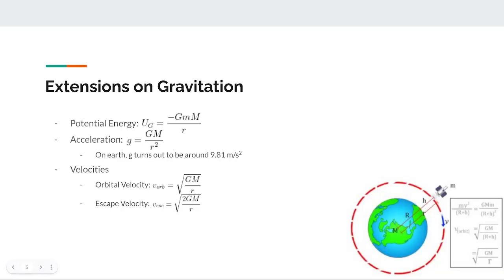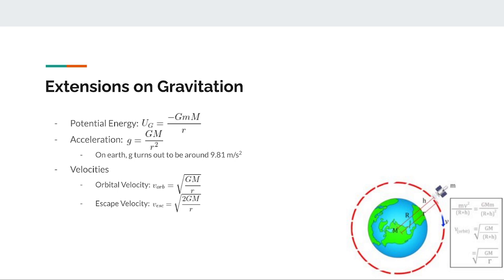We have our acceleration, which is GM over r squared. And on Earth, that turns out to be around 9.81 meters per second squared. But for the competition, remember that we're only using 10 meters per second squared, right? The big thing about this is that our acceleration is not dependent on our smaller object or our satellite. It's dependent on the central body.